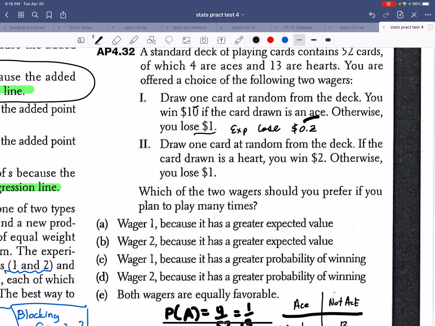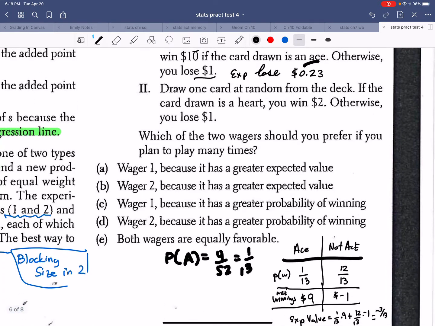I mean, the house has to win. That's how the casino keeps the lights on, right? It's not a game that you're likely to win if you played it over and over again. Now let's look at the other type of game.